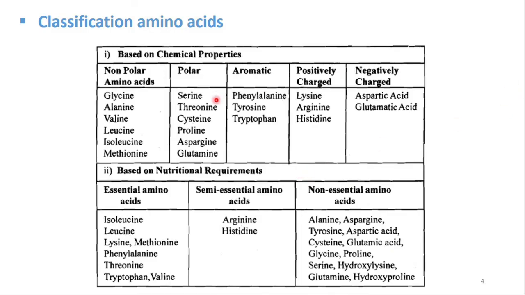So now we will come to the classification of amino acids, how amino acids are classified. If you go through the various sources available or different types of books, there are various ways in which amino acids are classified. One such way is based on chemical properties, I mean, what kind of properties it exhibits chemically. So you can see one with a non-polar side chain, that is a non-polar amino acid. Some are with polar, aromatic, positively charged, negatively charged amino acids.